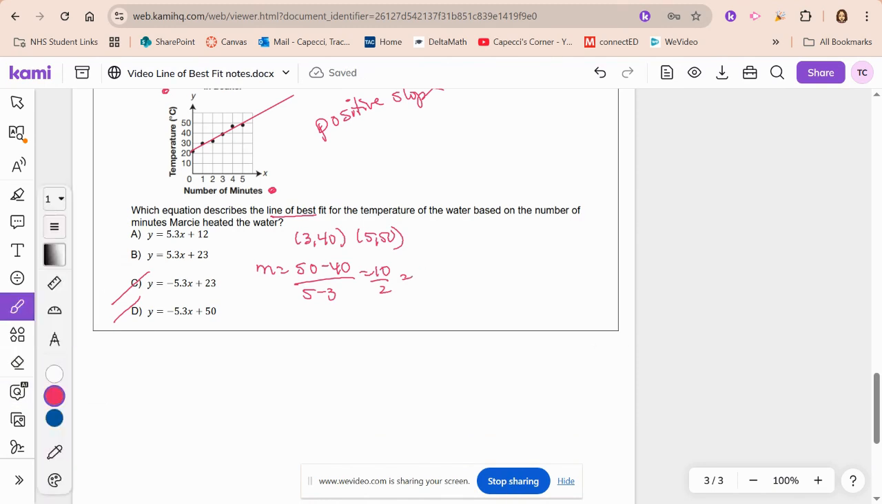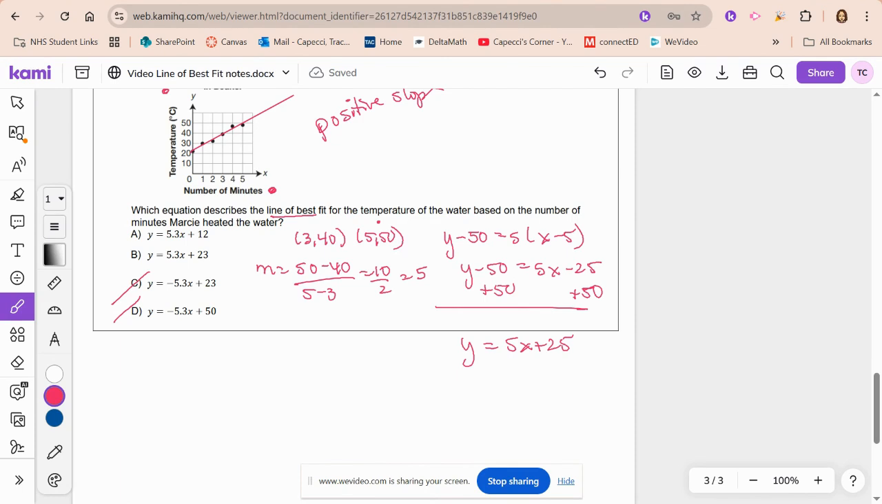And then I'm going to use this point and substitute it into point-slope form. y minus 50 is equal to 5 times x minus 5. So I have y minus 50 is equal to 5x minus 25. I add 50 to both sides, and I have y is equal to 5x plus 25.